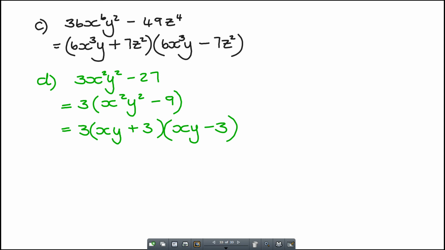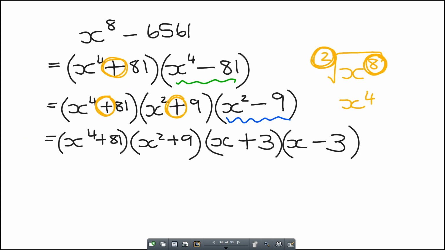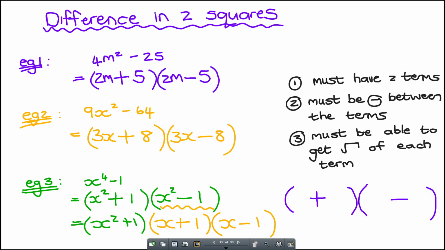So the requirement says, I'm quickly going to skip back here. The requirement says that we must have 2 terms. We have 2 terms. Must be minus between the terms. We have a minus. Must be able to get square root of each term. What is square root of 2? It must be without having a remainder. So I can't get square root of 2. So when you can't get a square root of it, then you take out a common factor. Okay, so that's when you don't break up the bracket. Yes. Okay. Thank you very much.